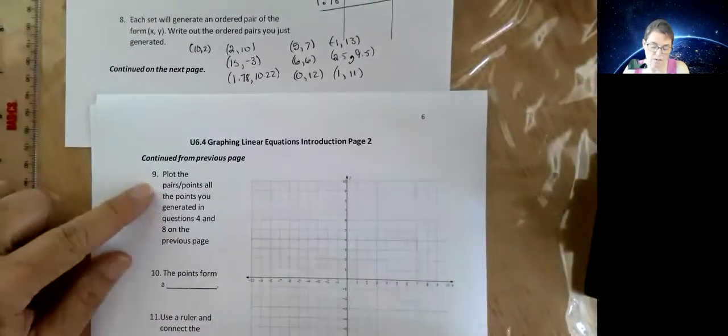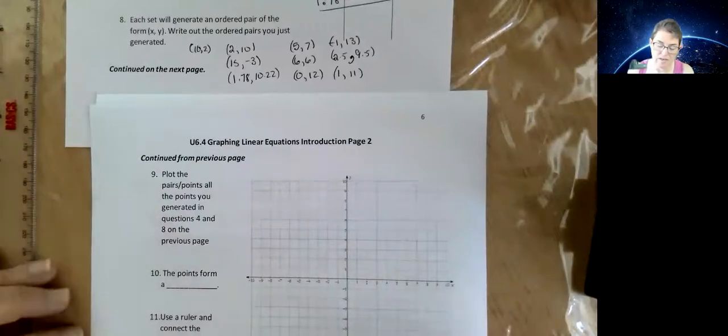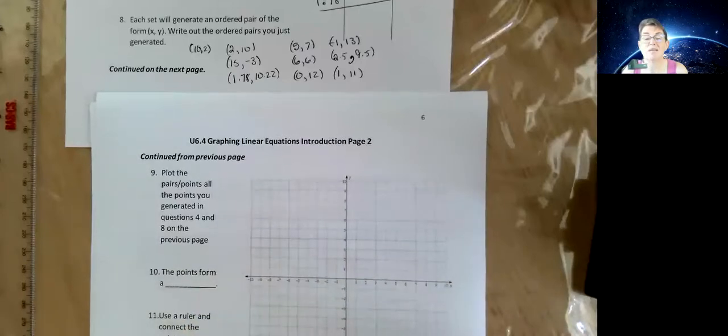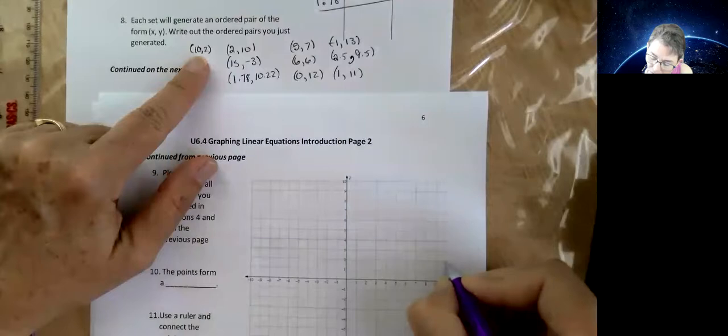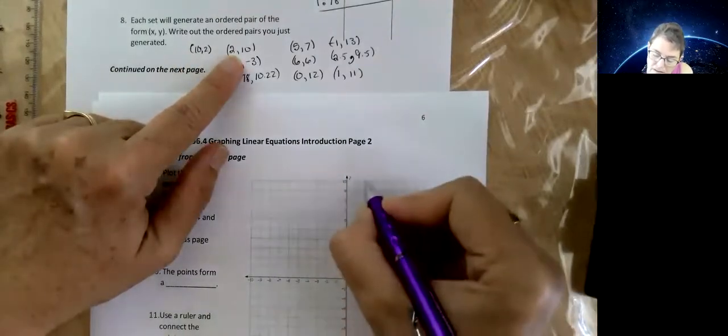So, here we go. This says, plot the pairs and points that you generated in question 4 and question 8. All right, here's one of those times where my graph probably should have been bigger, or maybe I should use a number smaller than 12. Anyway, here are my points. X is my first one, so 10 and 2. And then I've got 2 and 10.